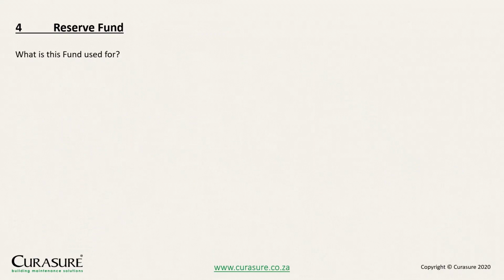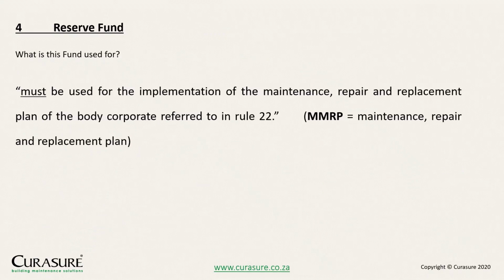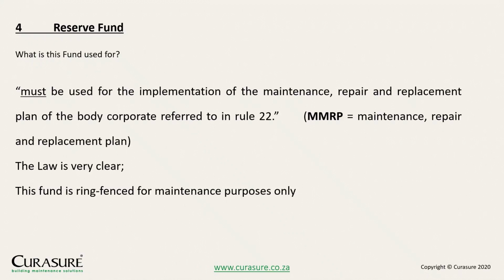So, what is this fund used for? Well, it must be used for the implementation of the maintenance, repair and replacement plan of the body corporate referred to in Rule 22. The law is very clear. This fund is ring-fenced for maintenance purposes only.